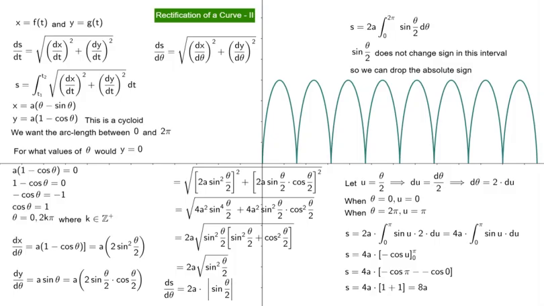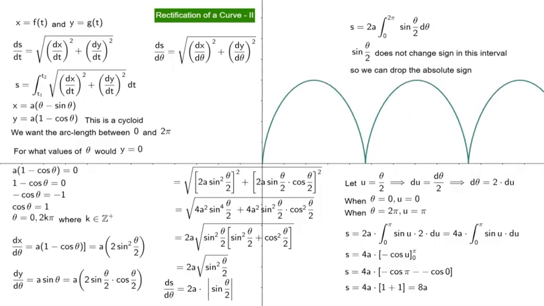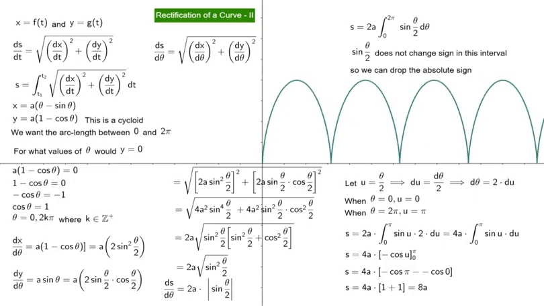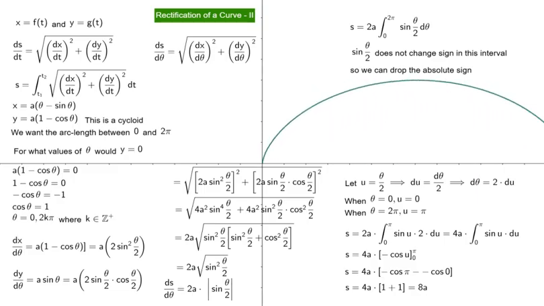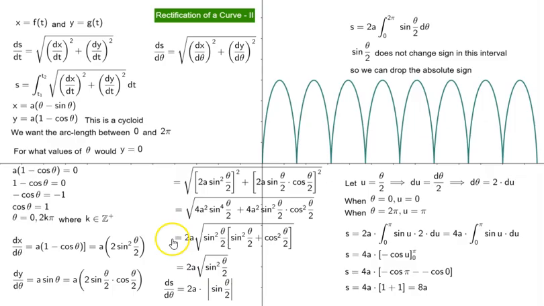So again, here as well, if you notice, we just have to know the value of a to figure out the arc length between 0 to 2 pi. That was rectification of a curve when the curve is given to us in the polar form and the parametric.